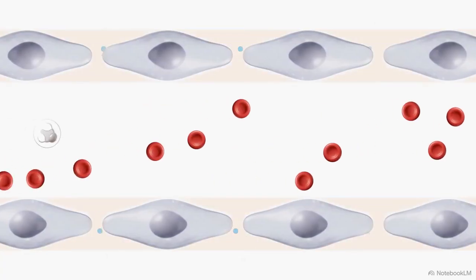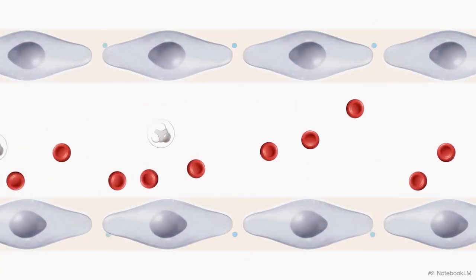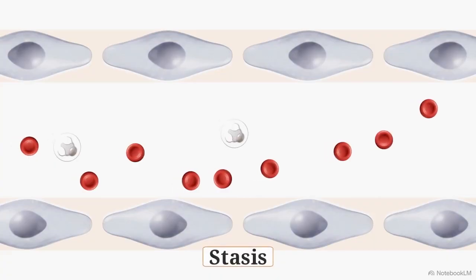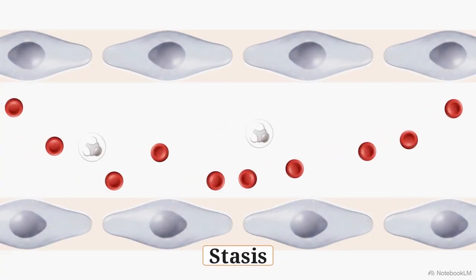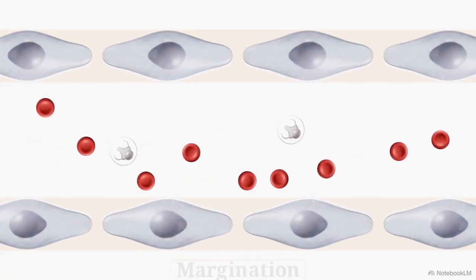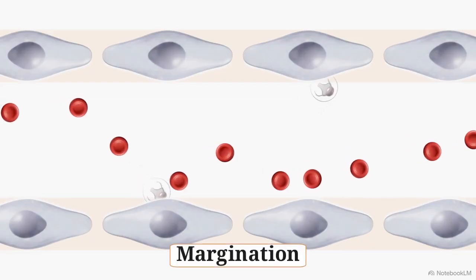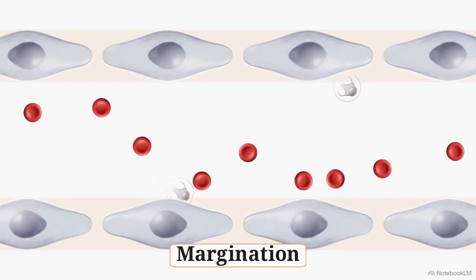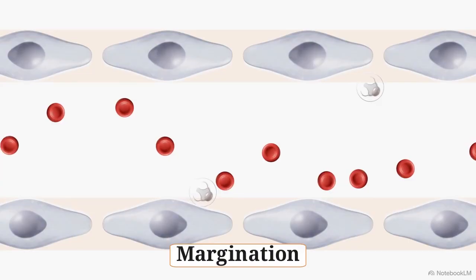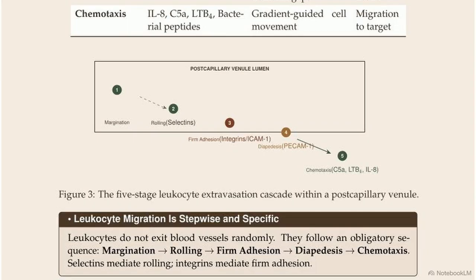As fluid leaves the post-capillary venule, the remaining red blood cells concentrate. Blood viscosity increases and flow slows down, a condition called stasis. This loss of momentum pushes circulating white blood cells out of the central flow, marginalizing them against the endothelial lining. This diagram outlines leukocyte adhesion.